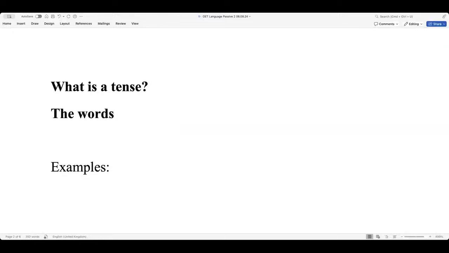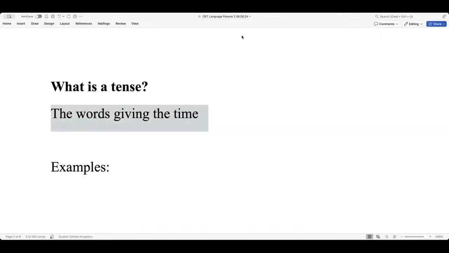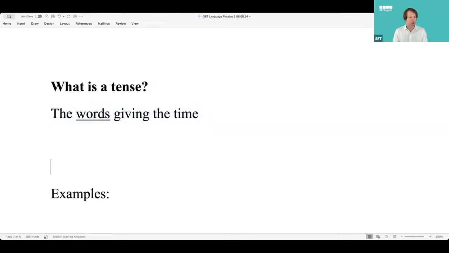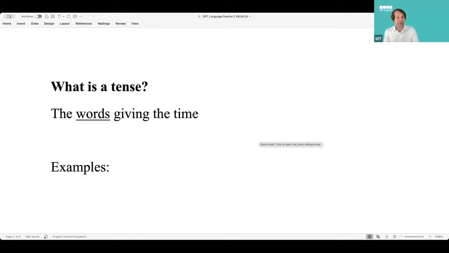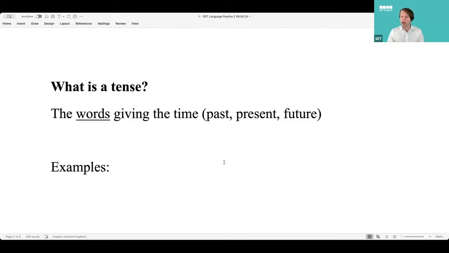What words give the time, guys, usually? Are they nouns, verbs, adjectives? What gives the tense? Verbs. Okay, so it's usually the verbs, the action words that are giving the time. So, like you say, it can be past, it could be present, or future. Examples of tenses.